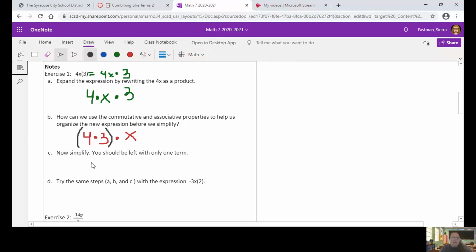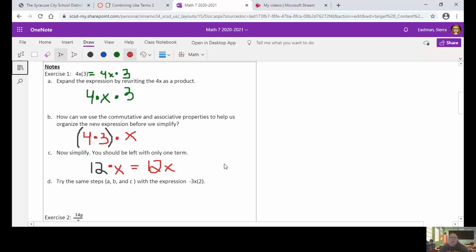4 times 3 is going to get us a 12. And then the x can't quite multiply that because we don't really know what number that is. So it'd still be 12 times x, or if we're writing it as just one term, we would have a 12x.